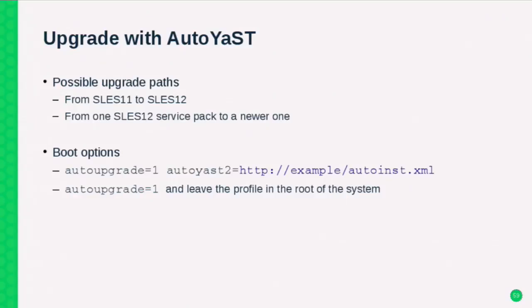There are two ways to trigger an upgrade via AutoYaST. You always need the autoupgrade=1 option, and then either you specify the path to the autoupgrade profile the same way as for autoinstallation, or you just leave the profile in the root of the system.